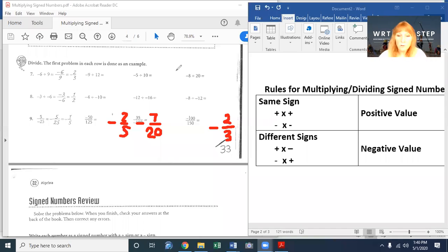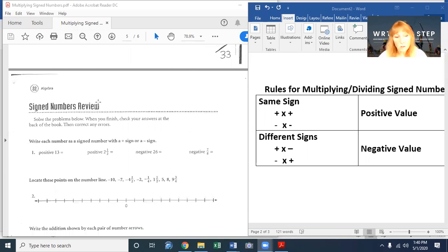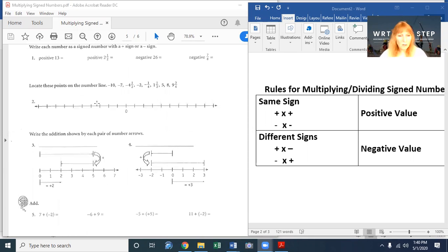Now I would like to clear my drawings here and go on to page 22. So we're going to scroll down to the next page. And I just want to look at the number line for a moment. So it says locate these points on the number line. So we have to know on a number line, 0 is right in the center. Going to the right, you have positive values. Going to the left, you have negative values.